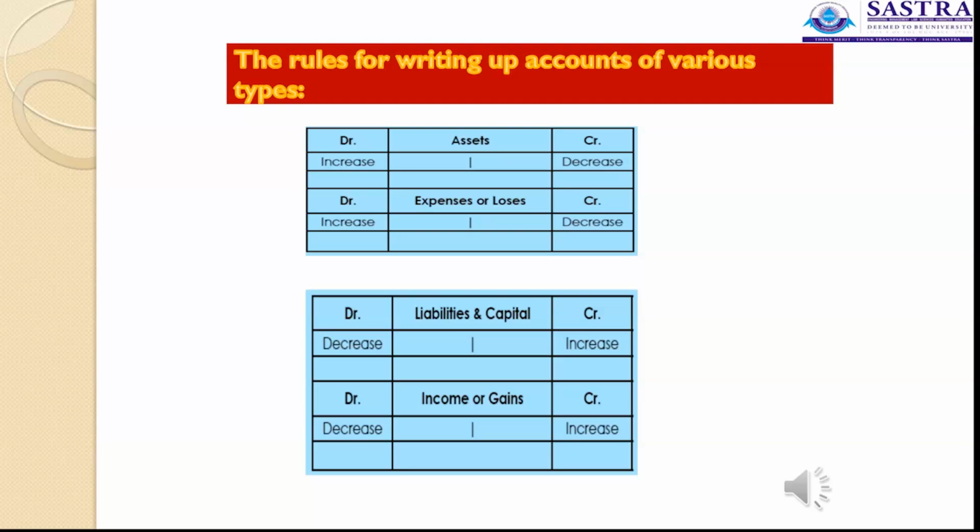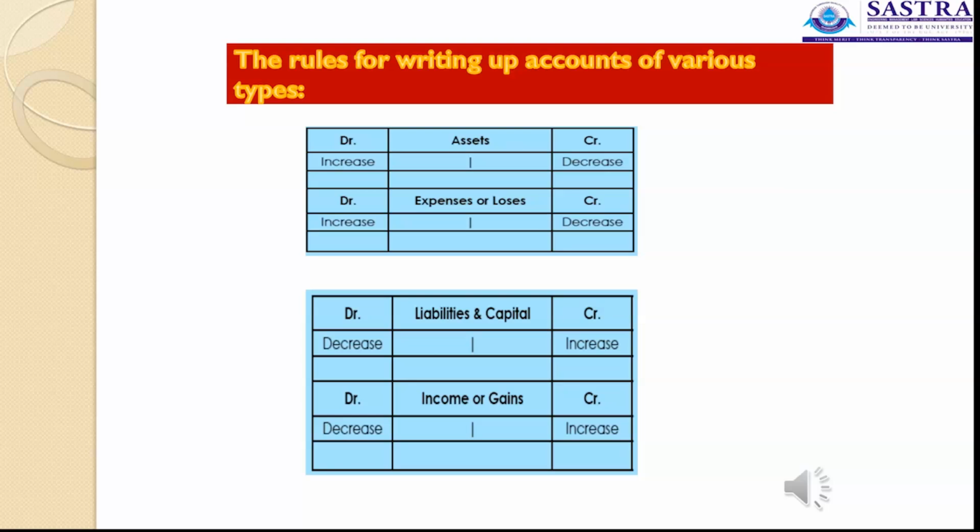In case of assets, if an asset increases, it is recorded on the left hand side or the debit side, and decreases on the credit side or the right hand side. Then liabilities.